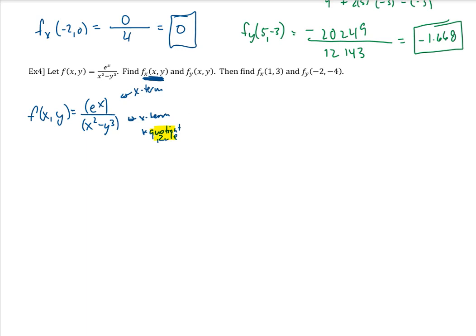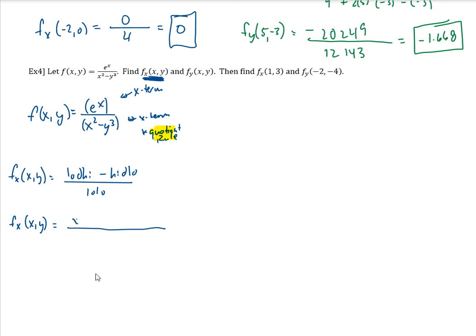Okay, so now to do the quotient rule, well, I have my high D low and so forth. Okay, so let's set up our formula. So we've got low D high minus high D low all over low low. And then we'll plug all those in.